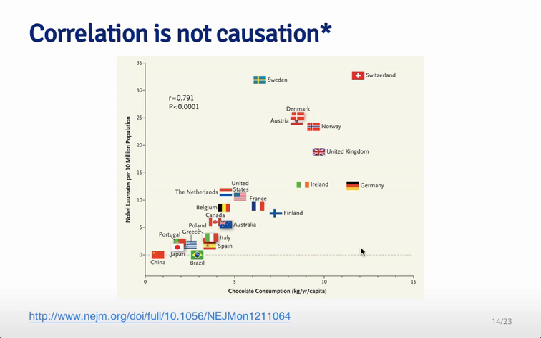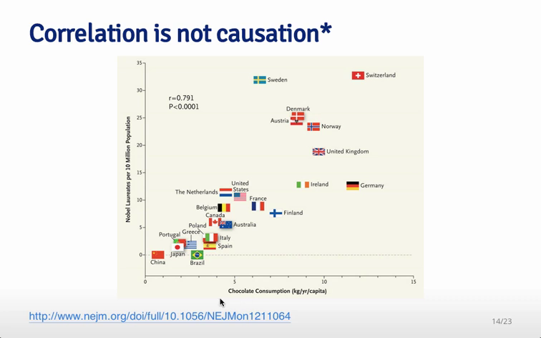So here's one example. This is actually from a possibly serious paper in the New England Journal of Medicine, where they plotted chocolate consumption in kilograms per year per capita versus the Nobel laureates per 10 million in the population. And they observed that there's a relationship between these 2 variables. So what could be going on here? There's lots of reasons why you might consume more chocolate and have more Nobel Prize winners.